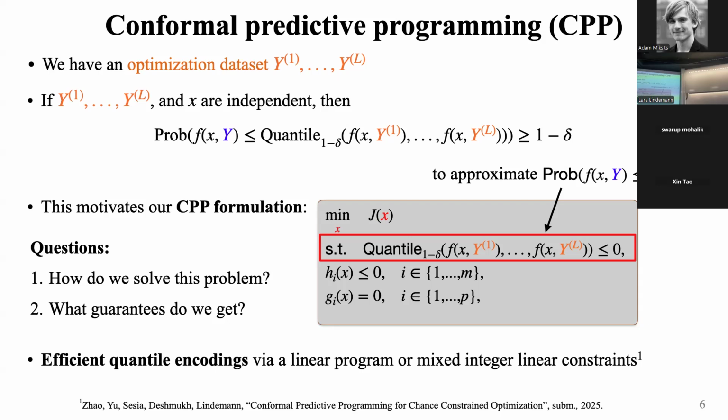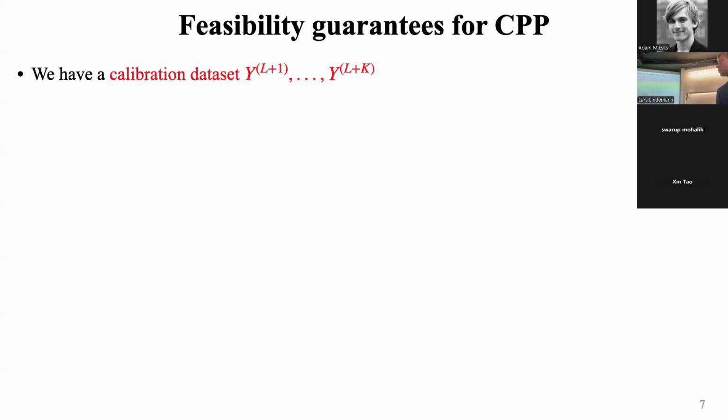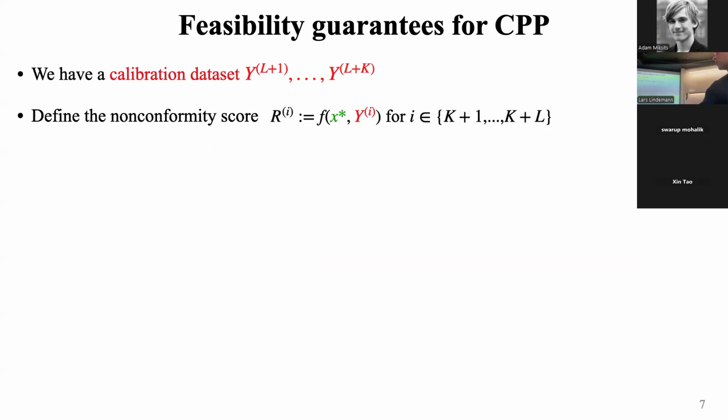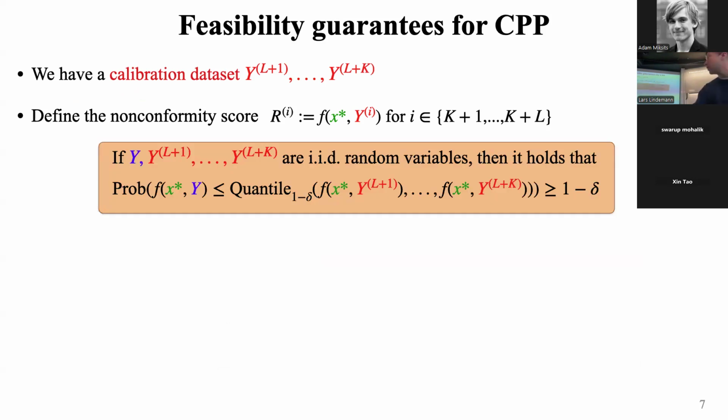The other interesting question is, what kind of guarantees do we get from here? Now, talking about the guarantees, we again have a calibration data set. We define a nonconformity score here now as taking the optimal solution of the CPP problem from the first slide. But now we evaluate it over the calibration data that we're having.